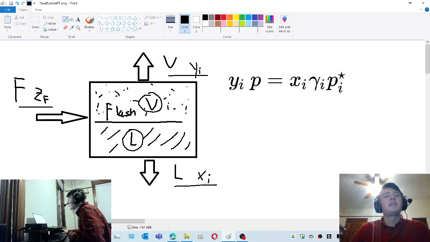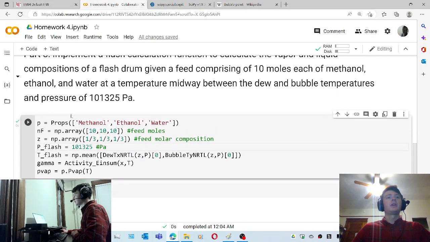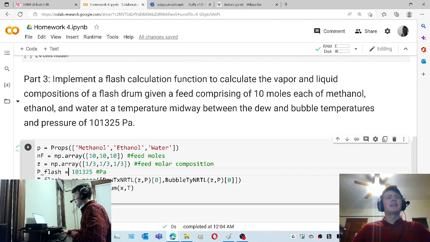But we have a feed come in, and it's separated into a vapor with a vapor composition and a liquid phase with a liquid composition. And this is, of course, going to be governed by Raoult's law. So we know that the Yi in the vapor phase times the pressure of the flash tank is just going to equal the composition of the liquid phase times the gamma that I calculated before times the saturated vapor pressure. So with that in mind, I think we're ready to go ahead and start taking a look at the actual coding.